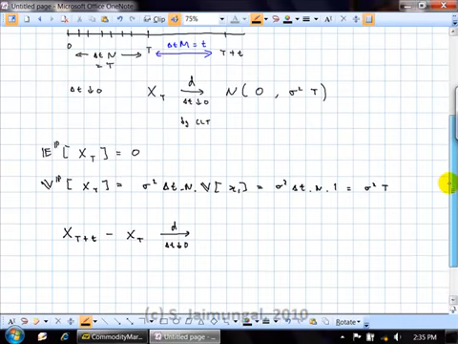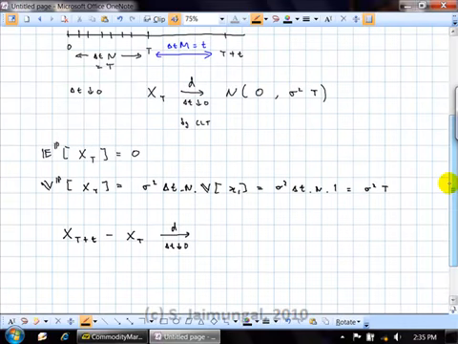Okay, let me slide up the timeline there again. You should all be able to work that out, right? It's normal. Its mean is 0. And what would the variance be? Sigma squared times little t. Okay? Only sigma squared times little t.